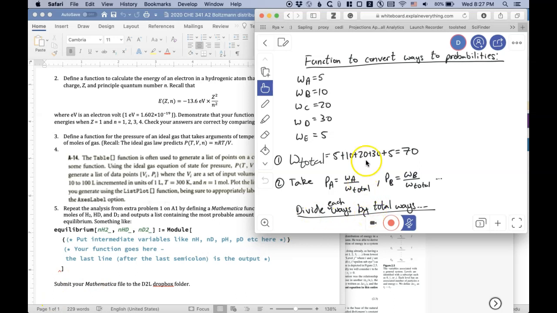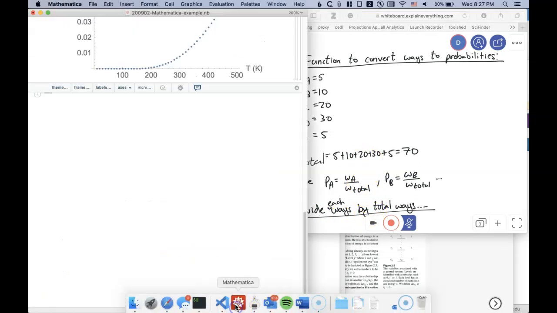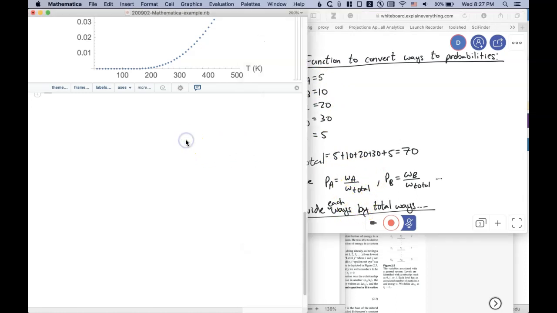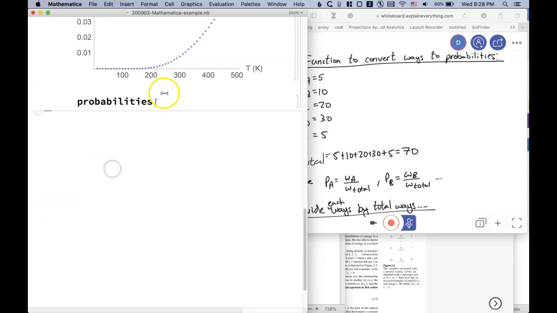Now let's try to translate this to Mathematica. So the first thing to note is all these numbers up here we sort of treat the same. We first add them all up and then we divide each of them by the total ways. So a good way to do that is a list. So this is going to be probabilities, so I'll call my function probabilities. And then first I'll just write this out sort of by hand.